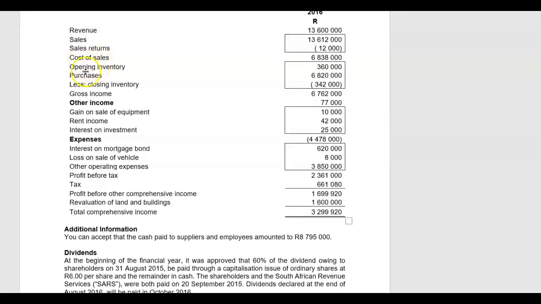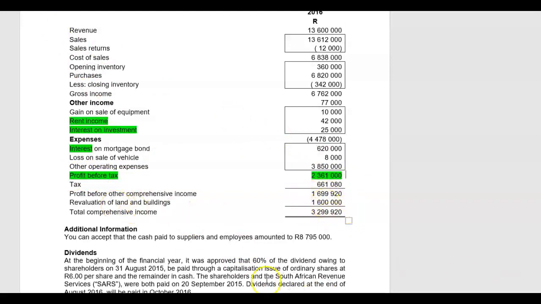Then I have cost of sales, which consists of opening inventory plus purchases less closing inventory, then the gross profit figure. Other income is the gain on the sale of equipment, rent income, and interest on investment. Separately disclosable item, separately disclosable item. Expenses: interest on the mortgage bond, separately disclosable item. Loss on the sale of a vehicle, other operating expenses. Profit before tax for the year was a cool, round 2,361,000. Then tax, and here's our revaluation of 1.6 million again.